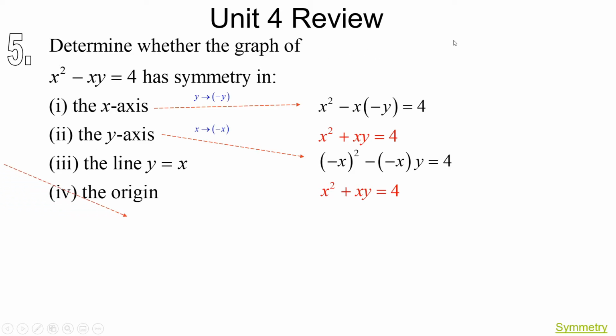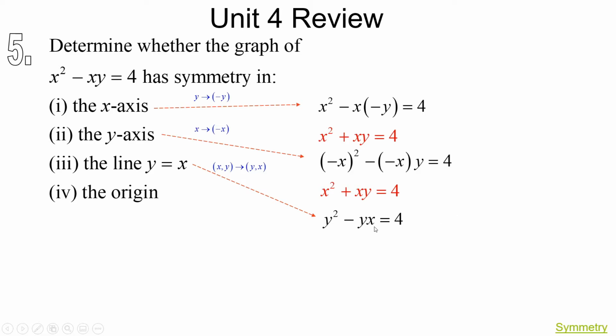How about the line y equals x? Well, here, for symmetry in the line y equals x, that means we can interchange the variables and get the same equation. So every x becomes a y, and every y becomes an x. Now watch how I wrote the rule here a little more concisely. So every xy goes to yx. So let's do that and see what we get. All right, so the x squared now becomes a y squared, and the negative xy now becomes a negative or minus yx equals 4. Now that's obviously not the same equation.